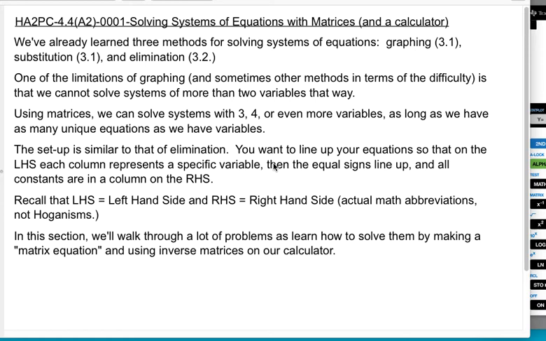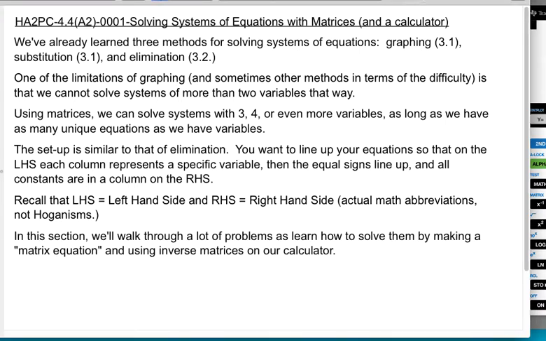All right, this is Honors Algebra 2 Pre-Calculus. We are doing 4.4 in Algebra 2, which is solving systems of equations with matrices and a calculator, because we're going to learn how to do it without a calculator in 4.5, and you'll probably hate it, but that's cool. All right, so we've already learned three methods of solving systems of equations. Graphing, which is 3.1, substitution, also 3.1, and elimination, which is 3.2.